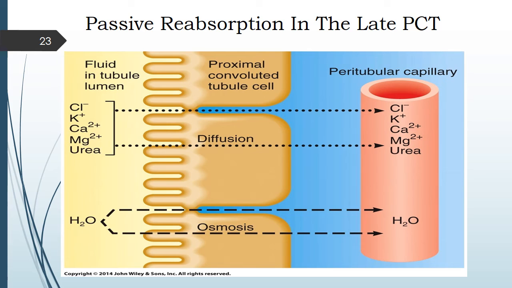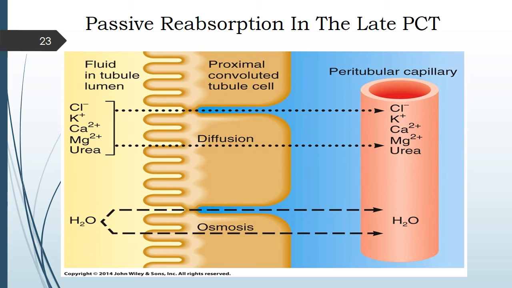And as the water molecules leave the tubular fluid, the concentration of the remaining filtered solutes, that is, in the picture we can see chlorine, potassium, calcium, magnesium and urea, increases. So in the second half of the proximal convoluted tubule the electrochemical gradient for chlorine, potassium, calcium, magnesium and urea promotes their passive diffusion into the peritubular capillaries via both the paracellular and transcellular routes.